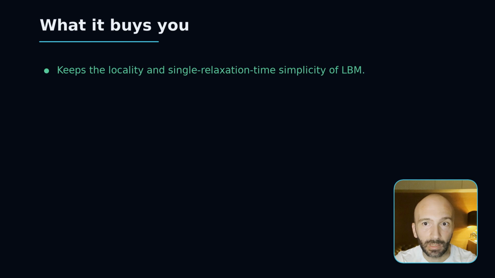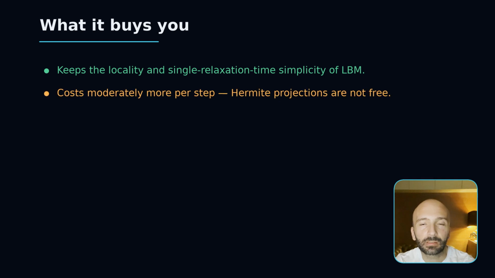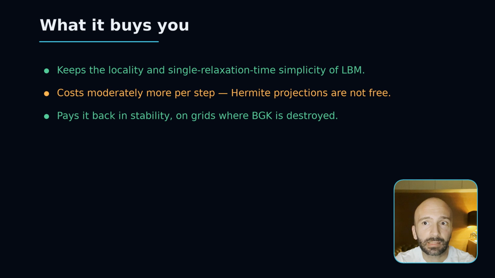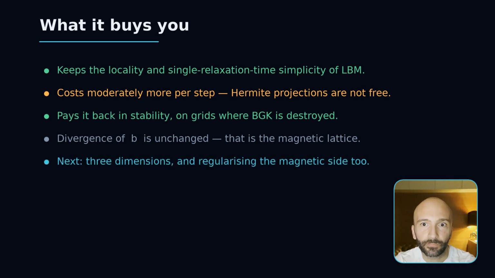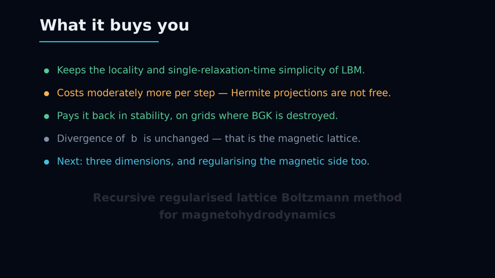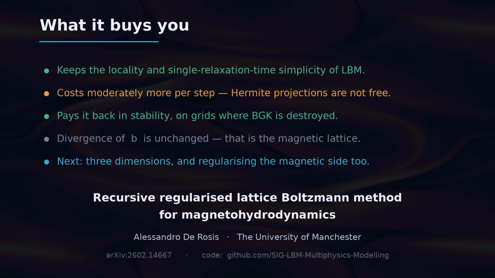None of this costs much. The extra Hermite work makes each step moderately more expensive, and the method stays local, stays a single relaxation time, and scales the way the ordinary Lattice Boltzmann method does. What you buy is robustness, a usable answer on grids where the standard schemes have already failed.